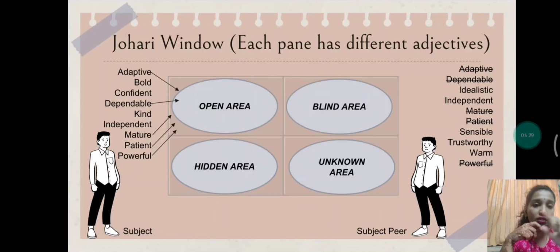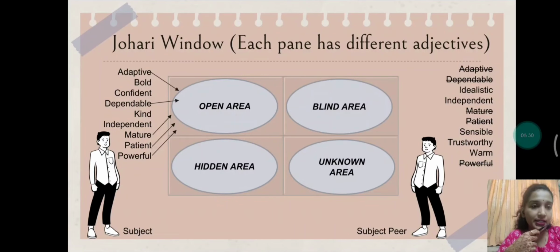Okay, so they show the same attribute, which means the subject also thinks that he has certain attributes in himself, and the peers also know what the attributes in the subject are. So as you can see, both lists have some commonalities, so this comes into the open area.